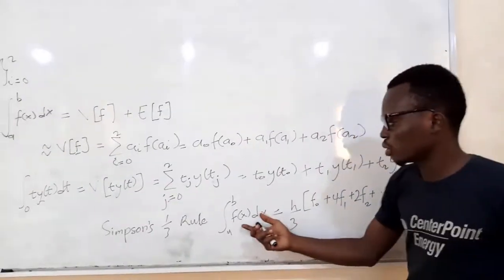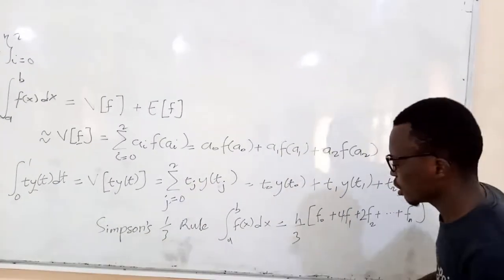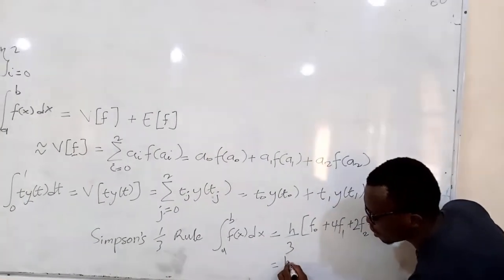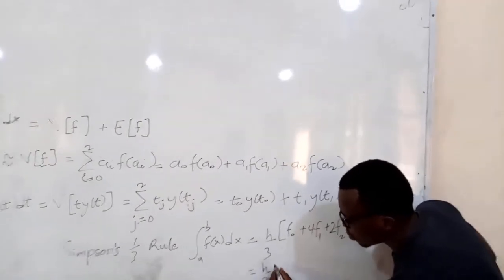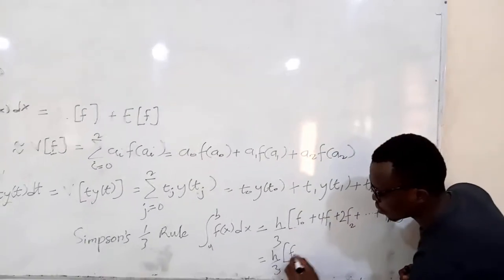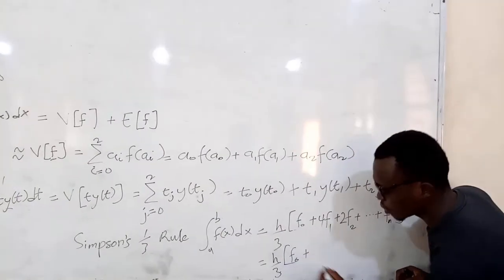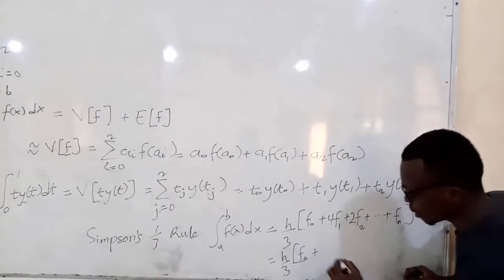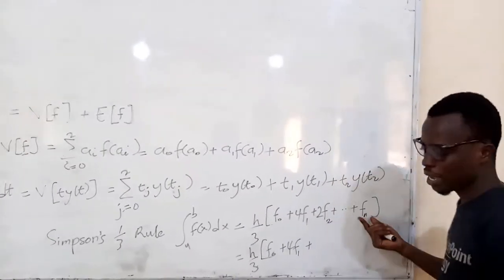Since we are dealing with j equal to 0 to n, this becomes h over 3. Then the first entry is f naught, followed by f1, then f2. So f1 is odd, so here it becomes 4 f1, plus the nth term, which is f2.